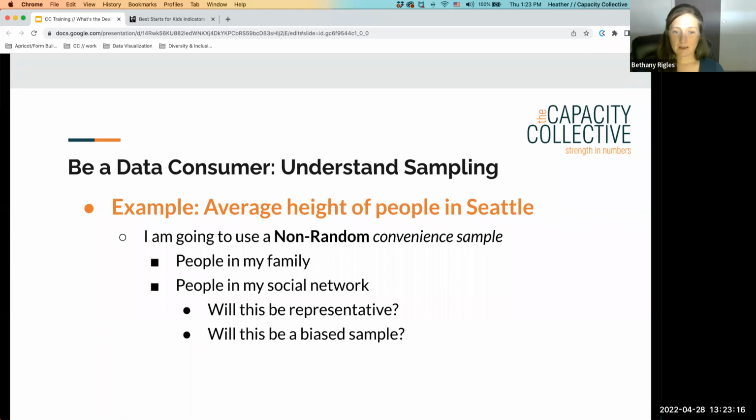So going back to that example of trying to figure out the average height of people in Seattle, if I was going to use a non-random convenience sample, what might be the problem with using people in my family to determine the average height of people in Seattle? And feel free to use the chat or unmute yourself.